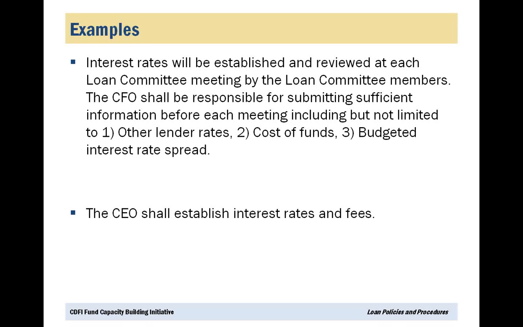So here are two different examples from two different funds. Interest rates will be established and reviewed at each loan committee meeting by the loan committee members. The CFO is responsible for submitting the following information before each meeting. It includes what other lenders are lending at, the cost of funds of this loan fund, and the budgeted interest rate spread.